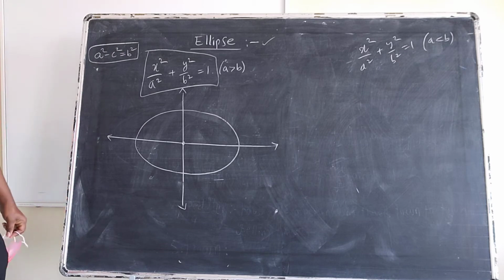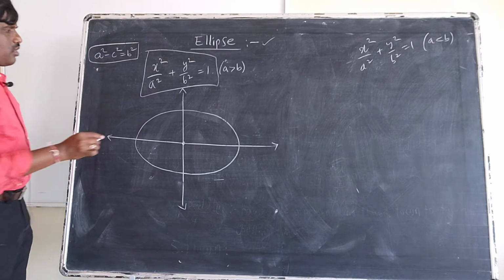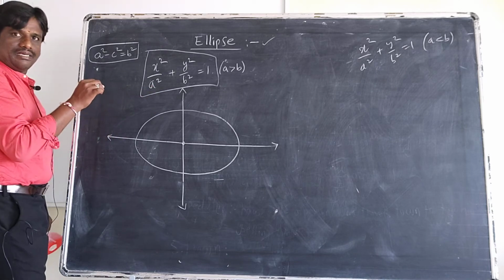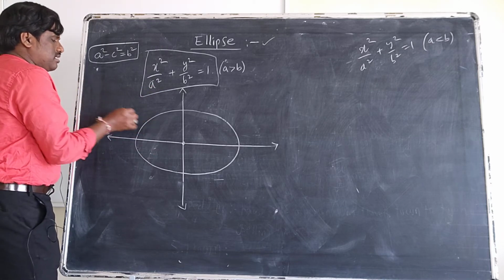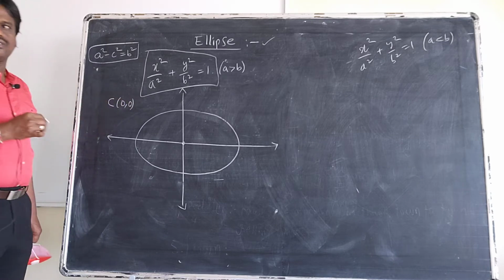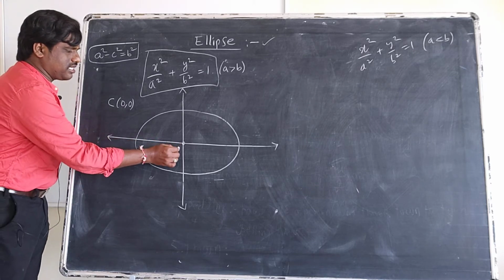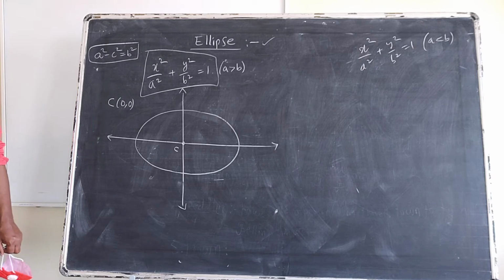Now listen here, I am discussing the vertex. Now for this standard ellipse, the center is what here? What is the center here? 0, 0. This is the center, 0, 0.